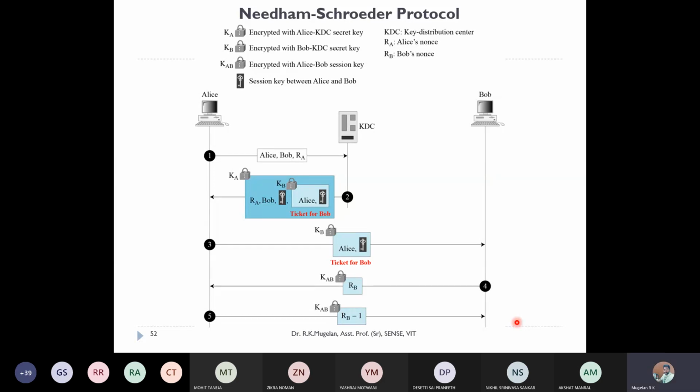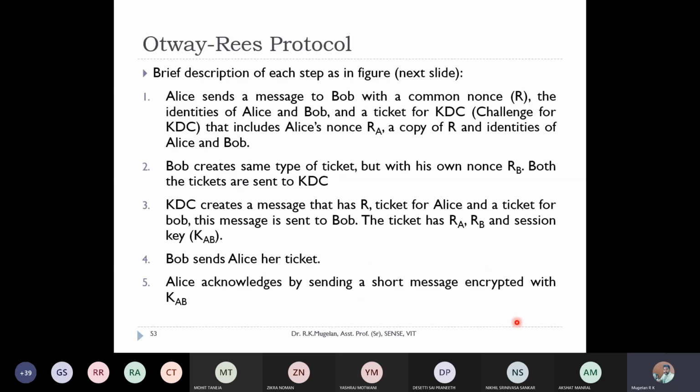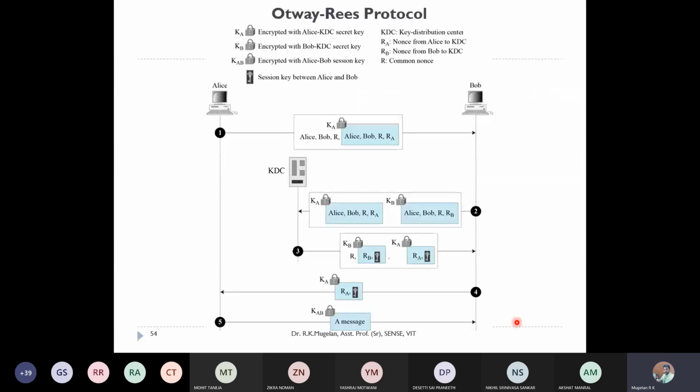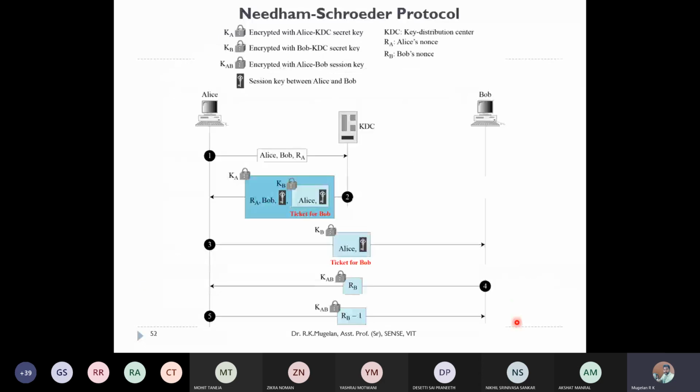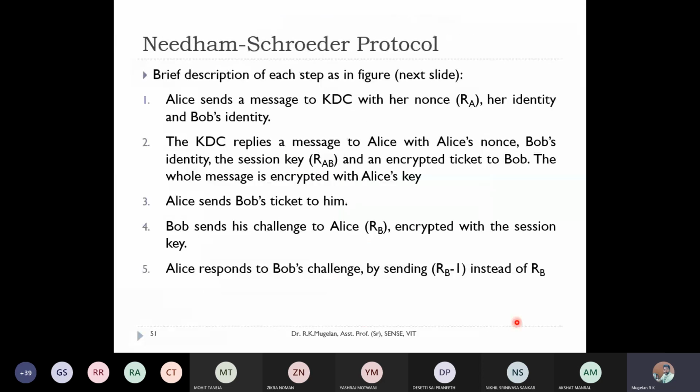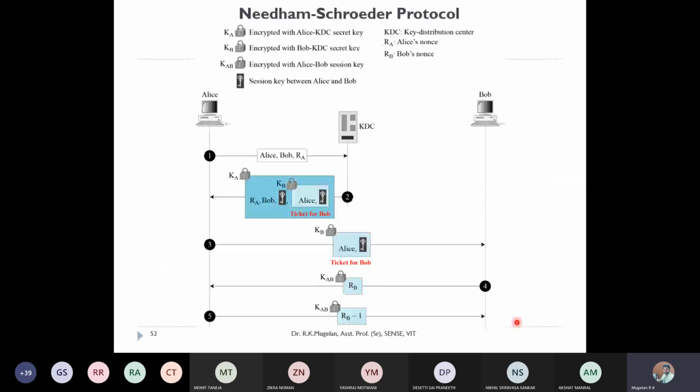On to the next protocol called Otway Rees protocol, which is also a prominent protocol where your KDC comes into the picture. I'll directly jump into the diagram to explain the steps, like the steps which I explained for Needham Schroeder in this slide itself. Similarly for Otway Rees also.